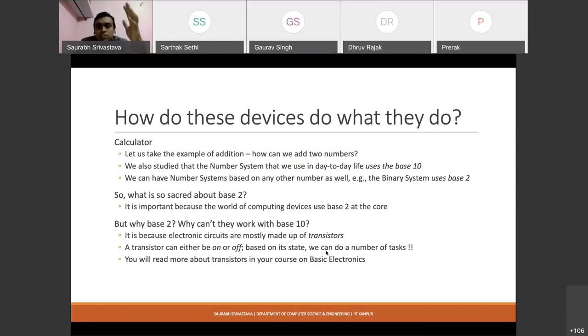The whole of computing devices is built over millions and billions of transistors. And it is because these transistors can only have two states that computers work over base 2. In a theoretical world, if we could build a transistor that can represent 10 different states, then we could start using base 10 with computers as well. But the current state of the art is that transistors have only two states, on or off. So in computer science we adopted the convention that on means one and off means zero. As I said, you will read more about transistors in your basic electronics course. Since the binary system has only two digits, zero and one, it is natural to use it for all computer devices.